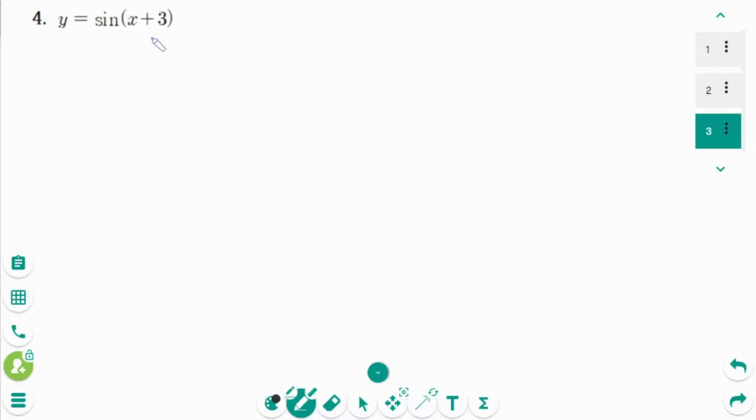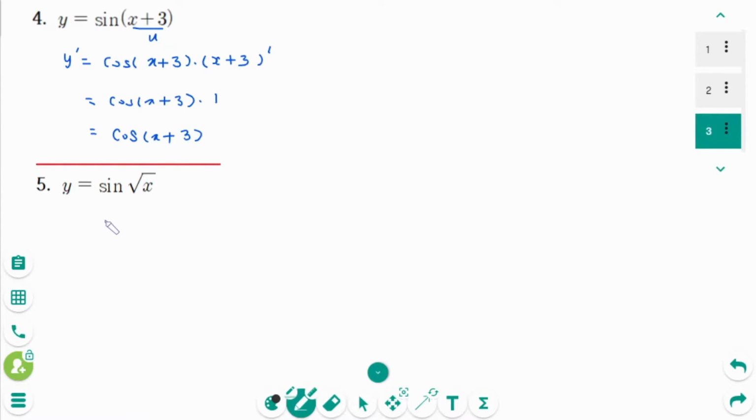Number 4, think x plus 3 is u. Then y equals sin u, then y prime equals cosine u times u prime. The inner function is x plus 3. So cosine (x plus 3) times (x plus 3) prime equals 1. The final answer is cosine (x plus 3).